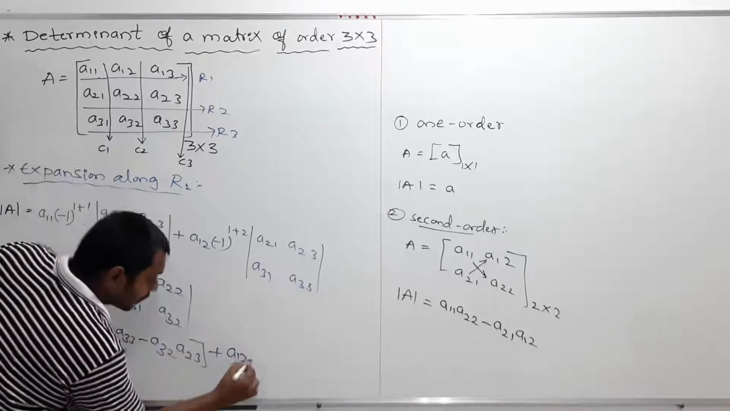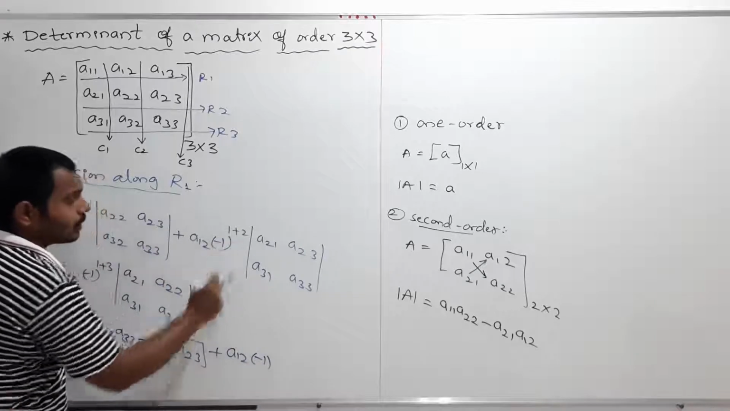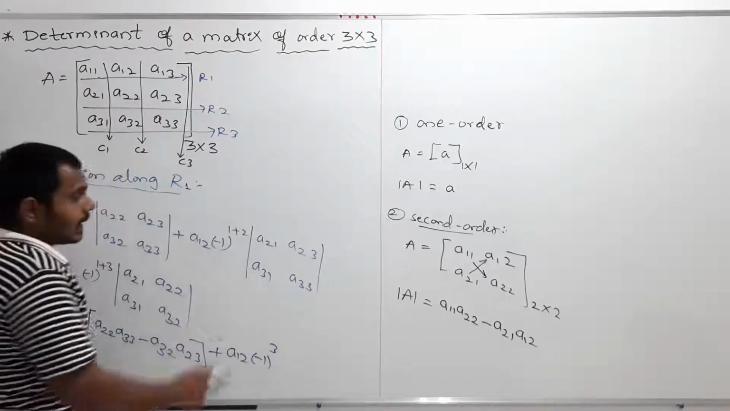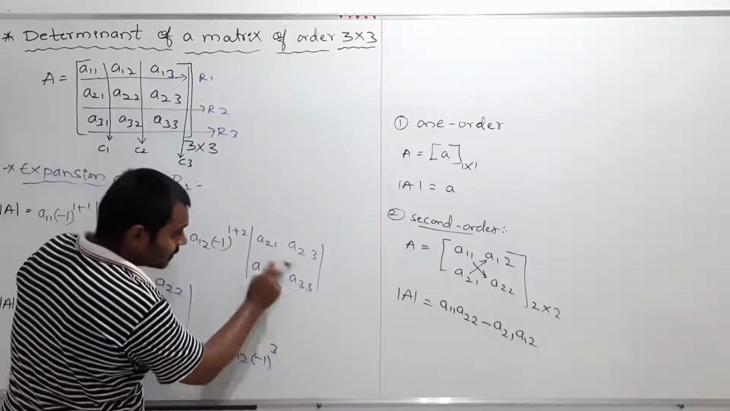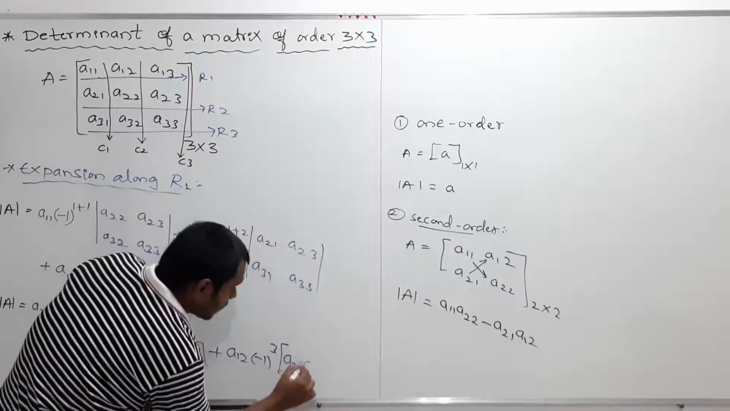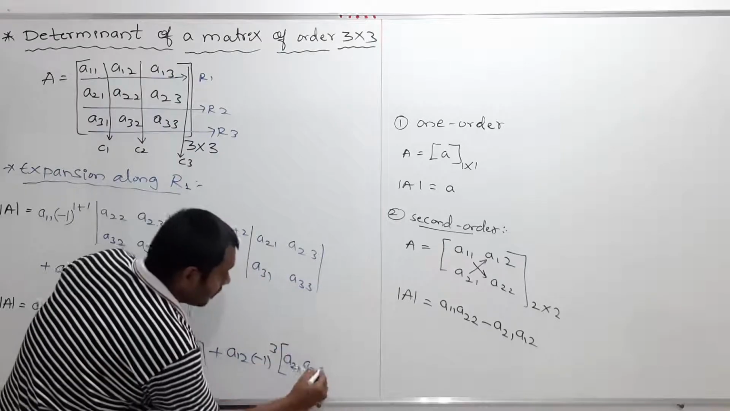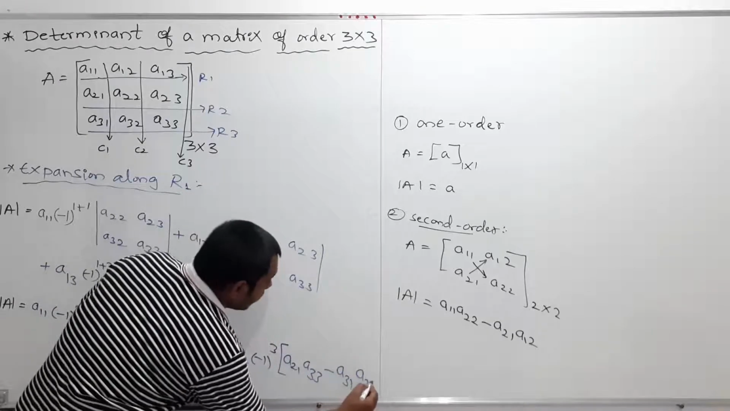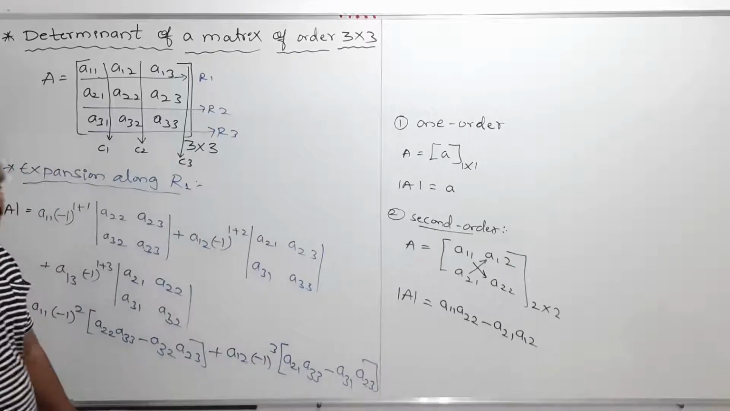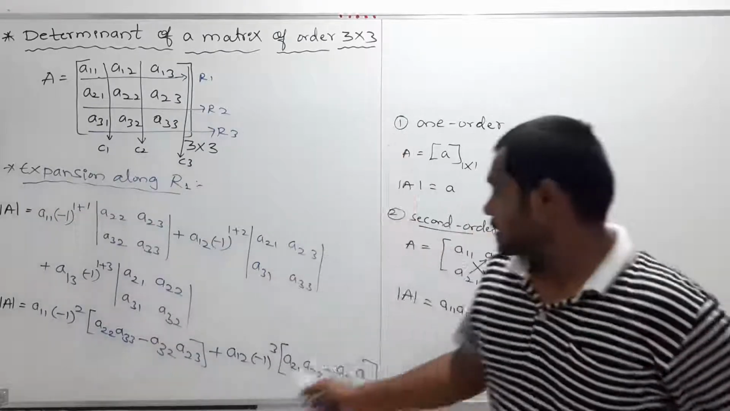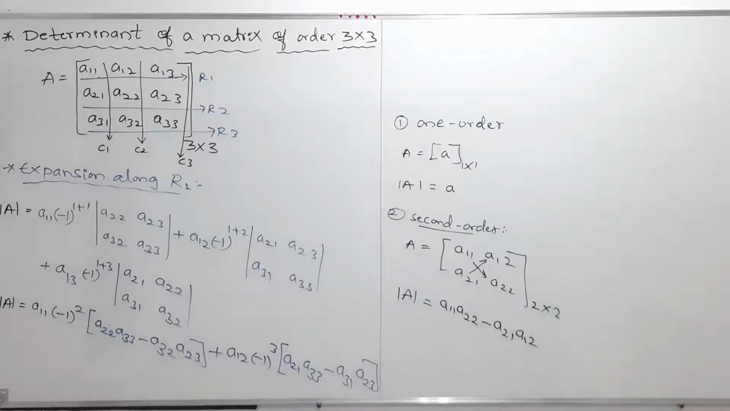Next A12 into -1 whole to the power 1 plus 2. 1 plus 2 is 3. Clear? And now again find the determinant of this. So this element into this element. So here A21, A33 minus A31, A23. Clear? I hope it is visible to you? Please see here whether it is visible to you or not. Please check. Yes, it's visible.